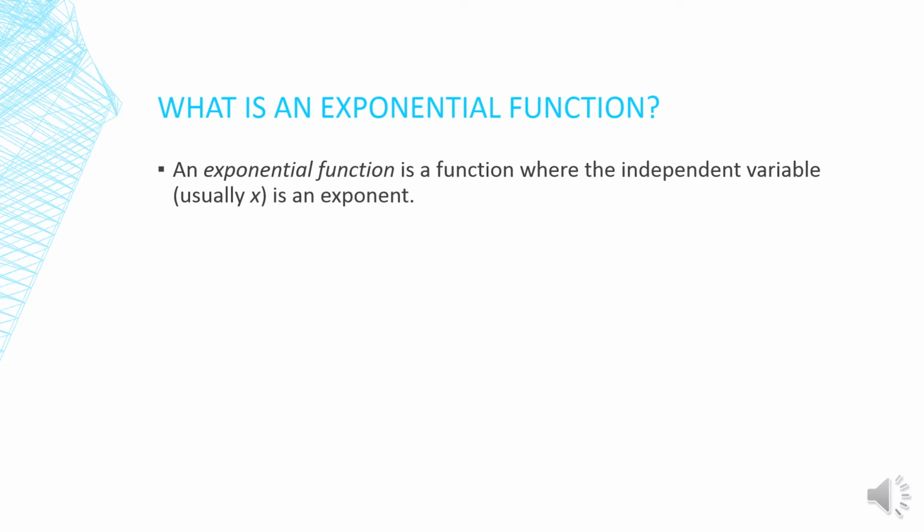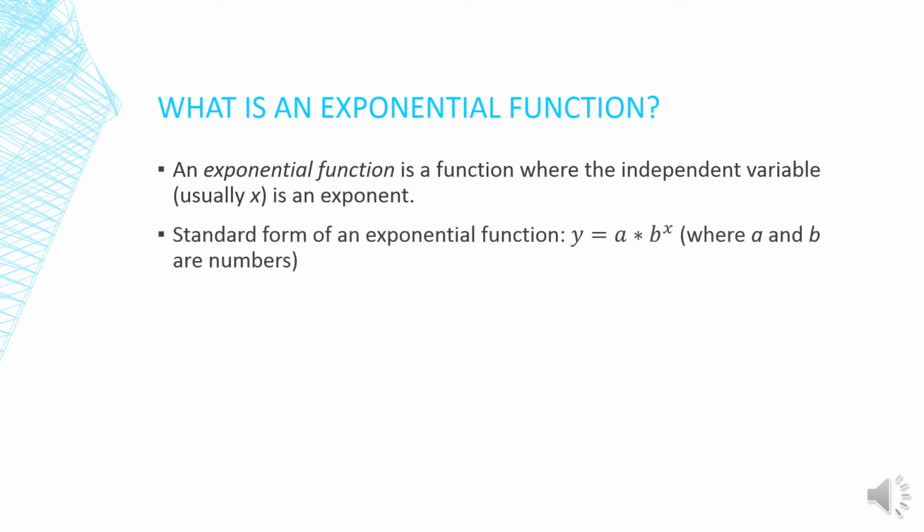Standard form of an exponential function is y equals a times b to the x, where a and b are numbers. Three rules are in place for exponential functions. The first is that a cannot be equal to 0. The second, b has to be greater than 0. And the third, b cannot be equal to 1.